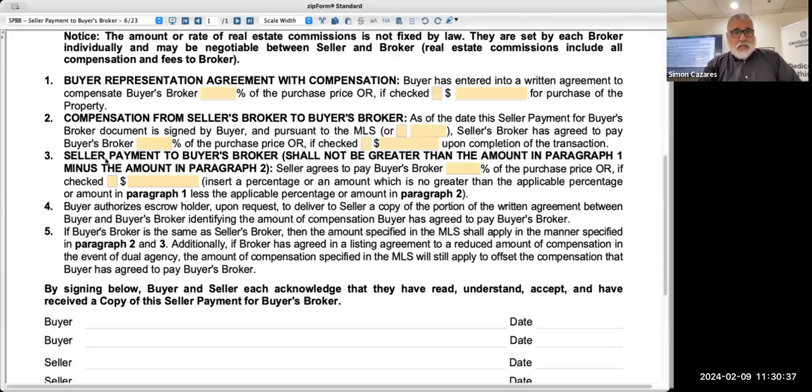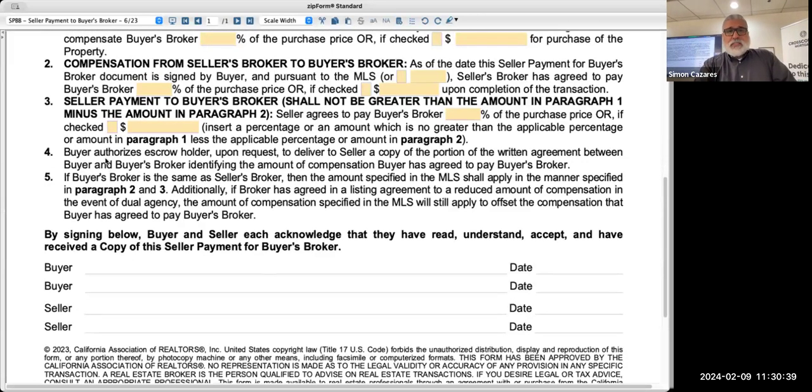Okay. And then number 5, if buyer broker is the same as the seller broker, then the amount specified in the MLS shall apply in the manner specified in paragraph 2.3, if the broker has agreed in the listing agreement to reduce the amount of commission, and that's typical. I do this quite often, and I'll say this to the seller. If they ask me as an objection, hey Simon, are you willing to reduce your commission? No, I don't reduce my commission, right? But this is what I'll do.